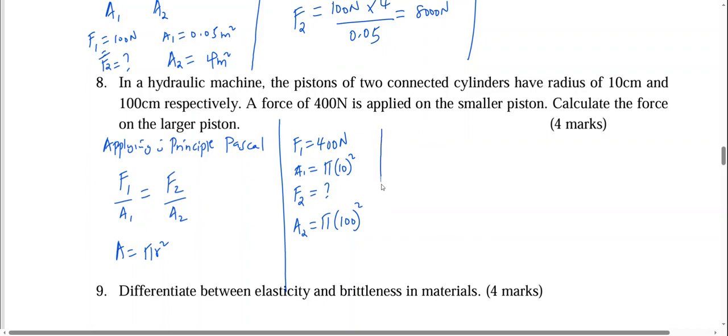Therefore, if we insert these quantities in our formula, we will have 400 Newton all over pi multiplied by 10 square centimeters is equals to F2, which we don't have, all over pi multiplied by 100 square centimeters.